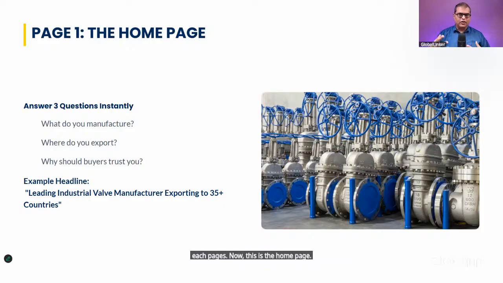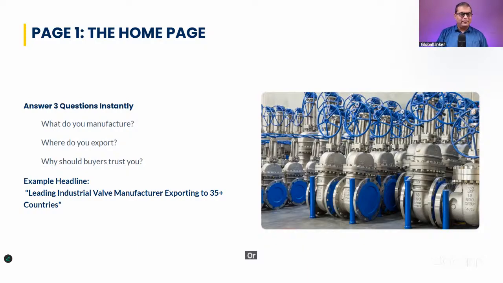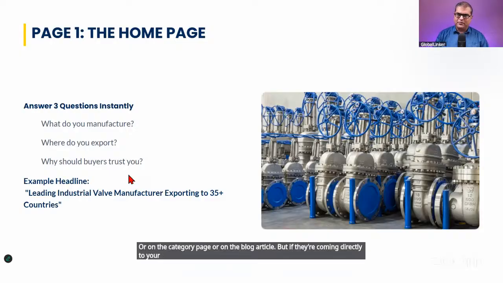So the home page. When someone comes to your website, generally they would be landing on the home page if they are coming directly to your website. If they're coming through a search, etc., they possibly land on the product page, or on the category page, or on the blog article. But if they're coming directly to your website, most probably they'll be landing on your homepage.